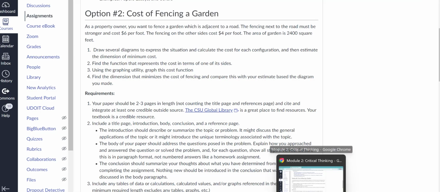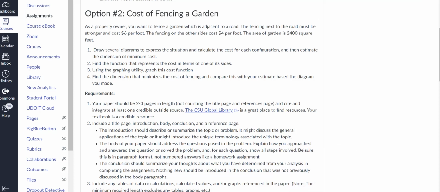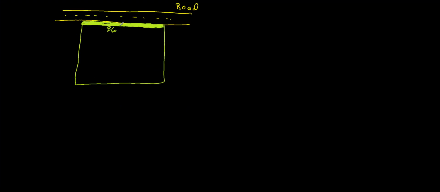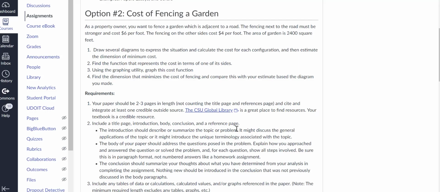Was it feet or meters? Let's go back and check the problem. Per foot. Okay, so let's go $6 per foot. And then we've got some more information. So let's keep reading. It says the fencing on the other side costs $4 per foot.